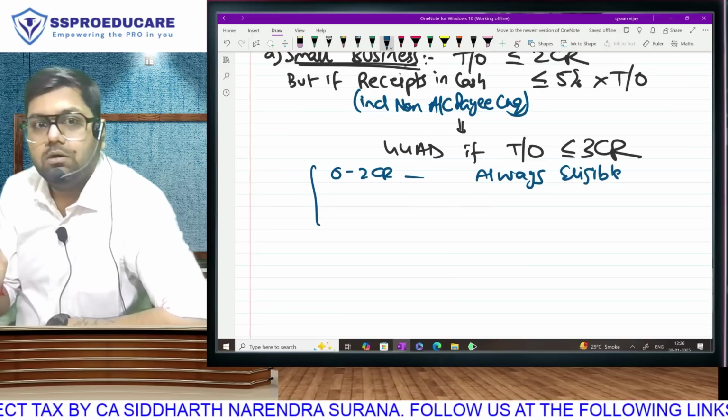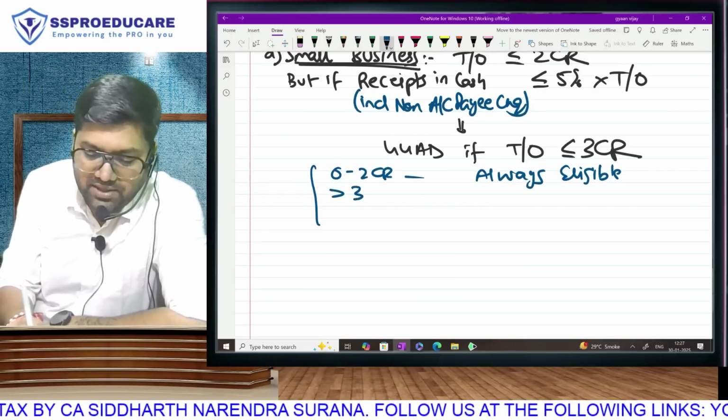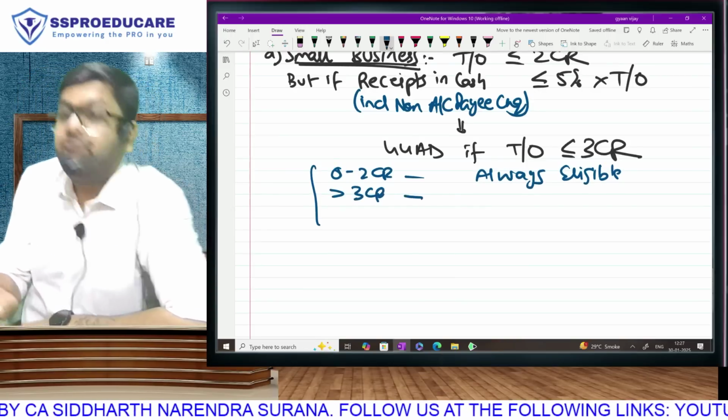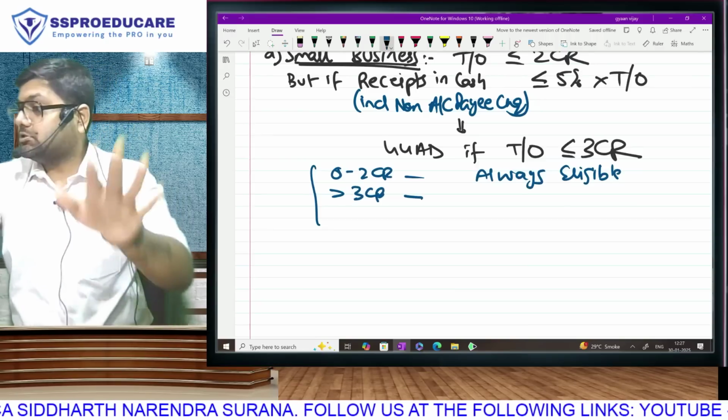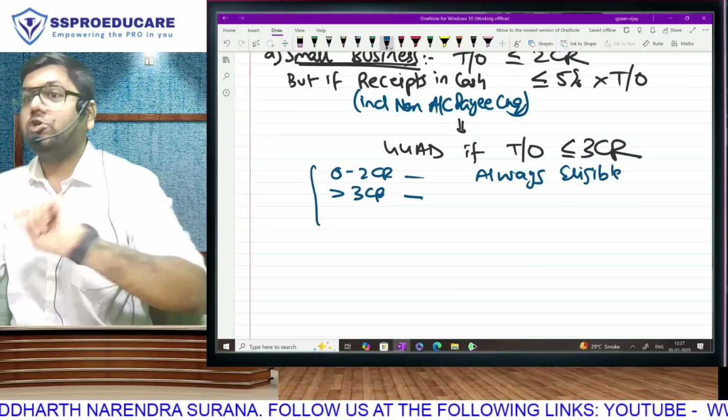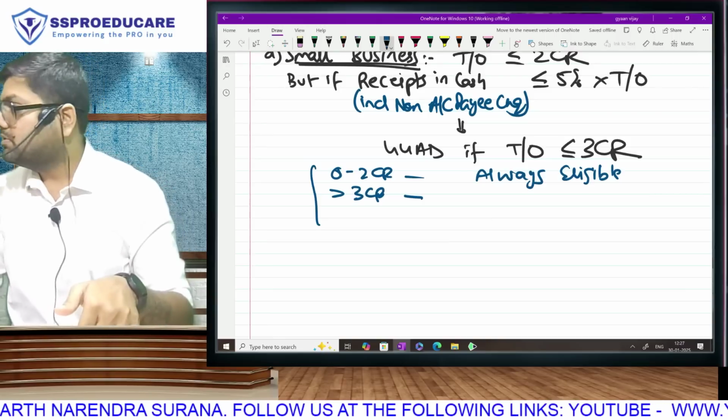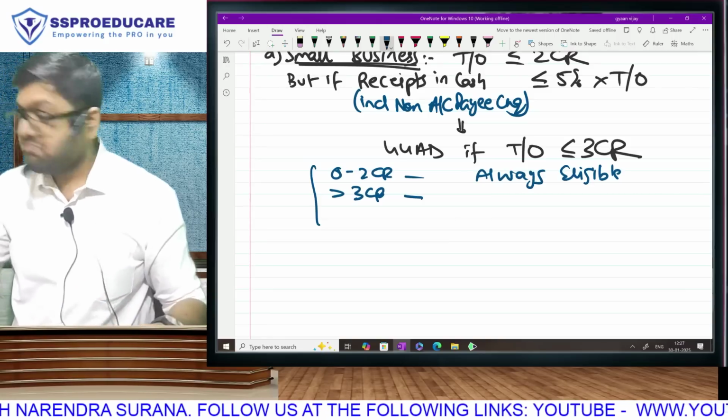Anybody having turnover more than 3 crore, come on. Full bank, no cash. Forget 5%, 0 cash. So presumptive? Rubbish.